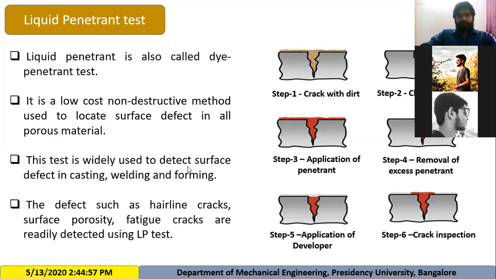This test is widely used to detect surface defects in casting, welding, and forming. We can use this test to monitor various sorts of surface defects in casting, welding, and forming processes. The defects such as hairline cracks, if there is a crack on the surface of the product, and surface porosity, because in casting you have seen that there are various types of porosity that can occur on the surface of the product.